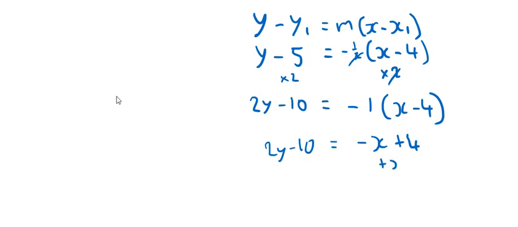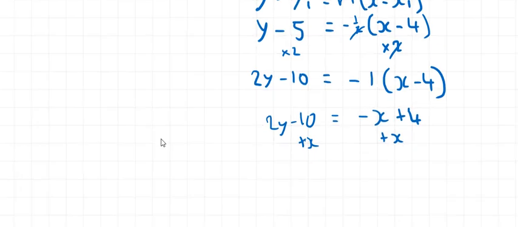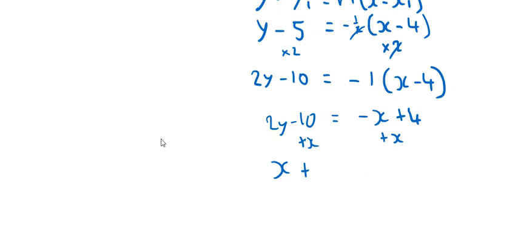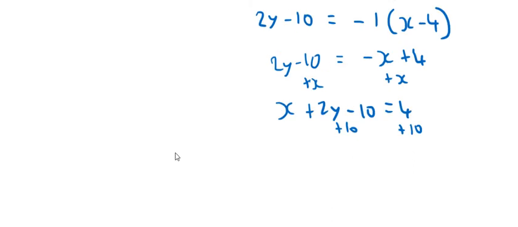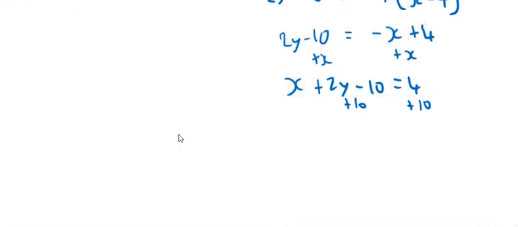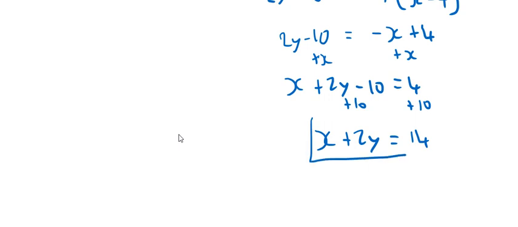Then I can add x to both sides to make the equation look a little bit nicer. So I get x plus 2y minus 10 equals 4, and then I can add 10 to both sides to put the numbers on the right hand side. So x plus 2y equals 14. That's my answer once I tidy up the look of the equation a little bit.